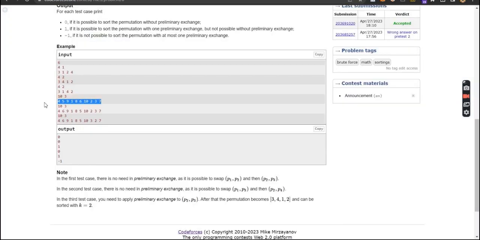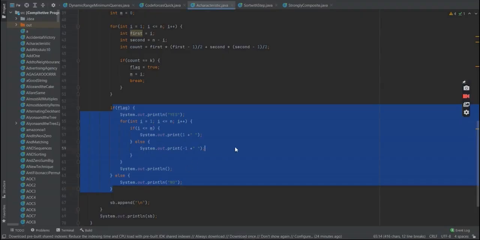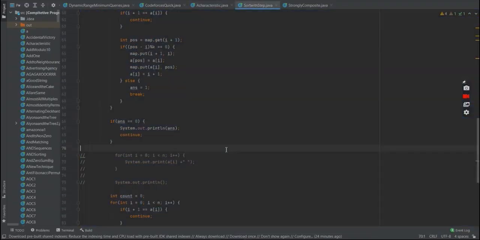By using that primary exchange, basically what you will do is exchange the indices within a family, and if after using that operation you are able to sort it, then the answer will be 0, else the answer is going to be minus 1. So let's move on to the implementation part. And yeah, this was the implementation.